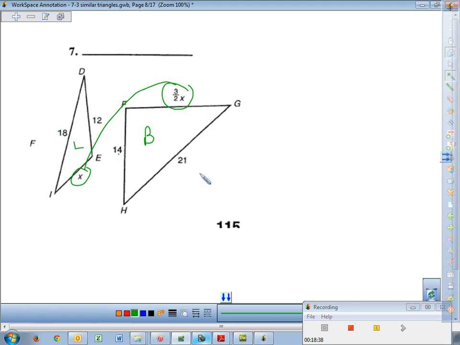So what do you think? Can we do side, side, side? Side, angle, side. Can we do it? And then angle, angle? No. Similarity.